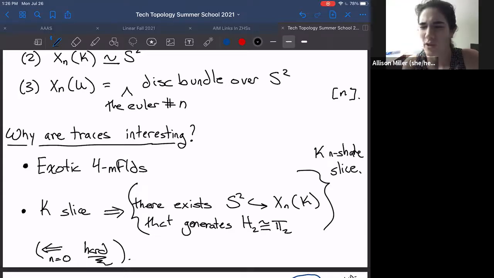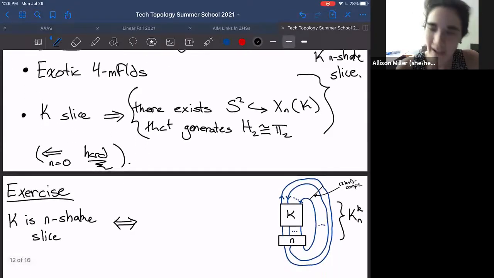Clearly from the definition, it's really a property of the trace of the knot. And I think I was inspired by the mini courses that had exercises included. And so I have also included an exercise that gives some intuition as to why you might call this n-shaped slice, because I think from the 4-dimensional perspective, it's very unclear.